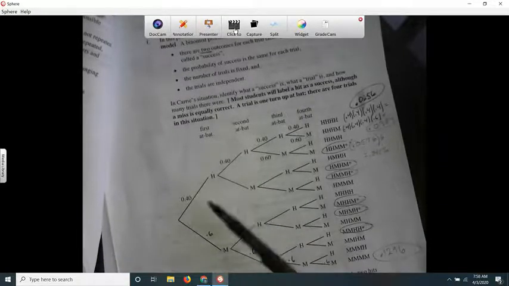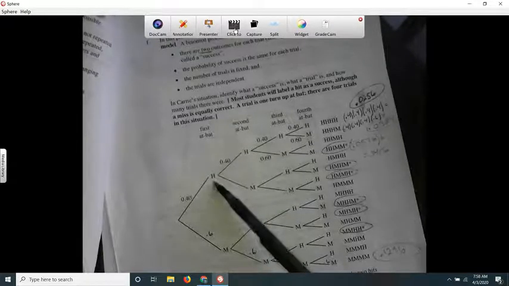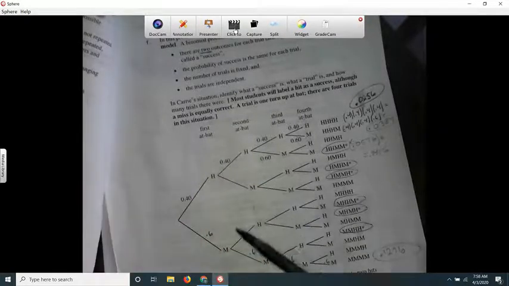These trials are independent because what she gets at her second bat doesn't know what she got at her first bat. Or in other words, the first bat is over. It doesn't affect whether she gets a hit or miss on her second bat.